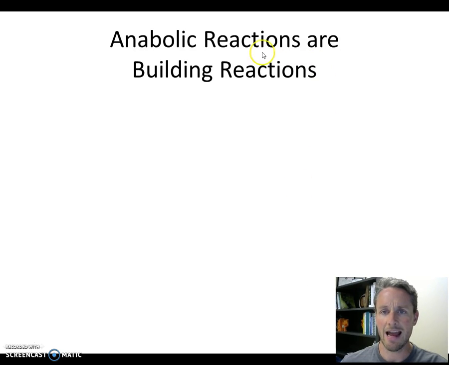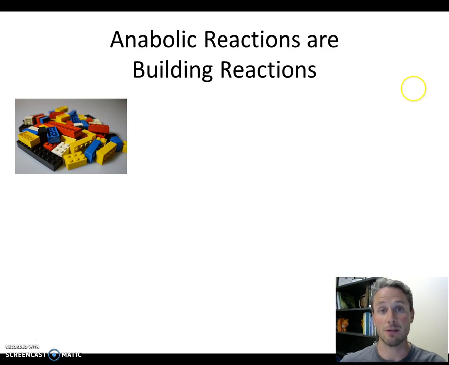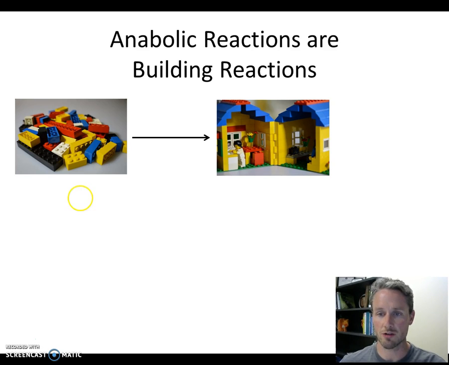The next term is an anabolic chemical reaction. The best way I can describe an anabolic chemical reaction is to say that they are building reactions. So let's think of a really simple example. Let's imagine some Legos. We've got a pile of Legos here, and we're going to do a chemical reaction on these Legos. Our chemical reaction is going to result in a built-up structure. So we've made this house. We've taken these individual pieces, and in our chemical reaction, we put them together into something larger and more complicated. We built something. That is an anabolic chemical reaction.